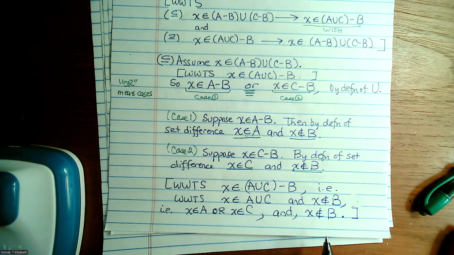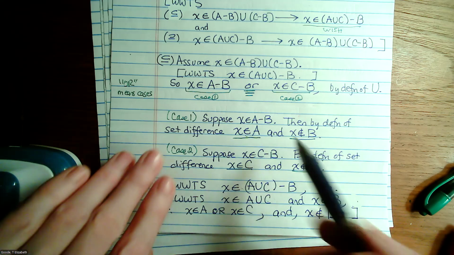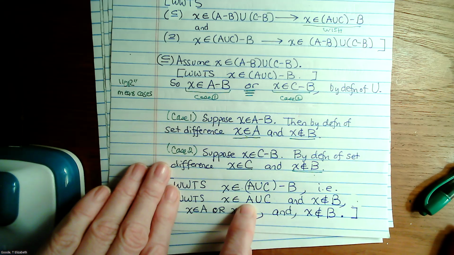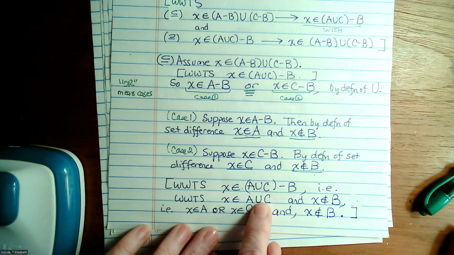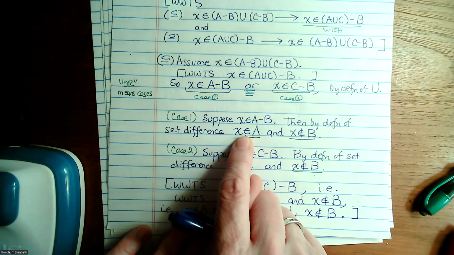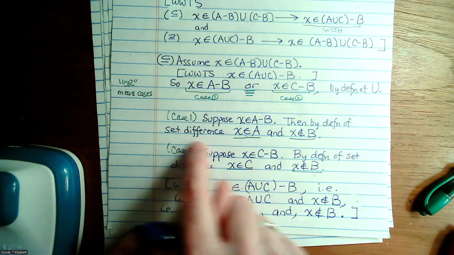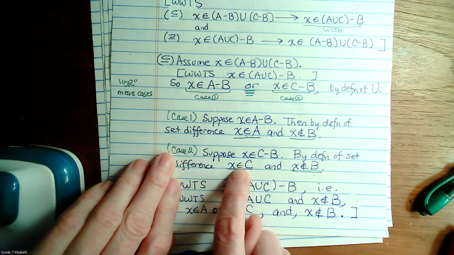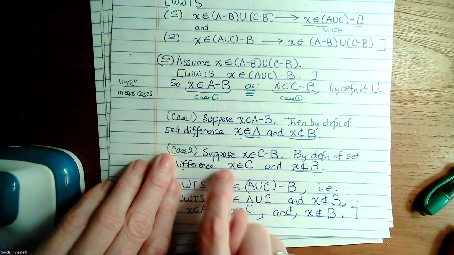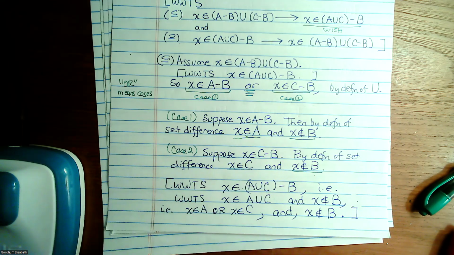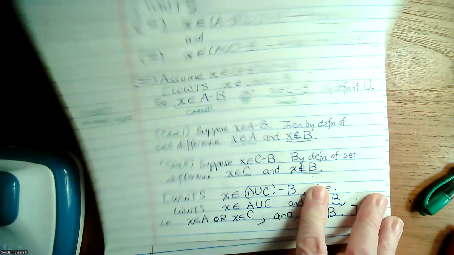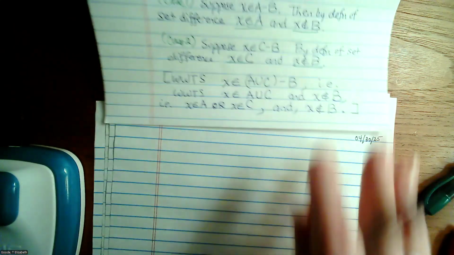Now, there are a couple of different ways we could approach this. Inside each case, we could write one more sentence and say X is an element of A union C because we have that X is in A, so by definition of union, X is in A union C. We could write that here. And in this case, X is in C, so X is in A union C by definition of union. We could write that here. But we don't have to put it inside the cases.